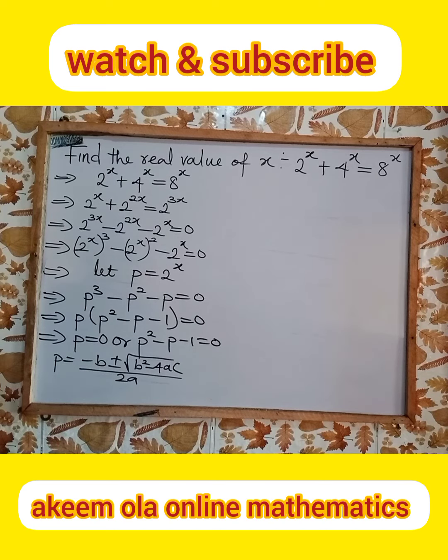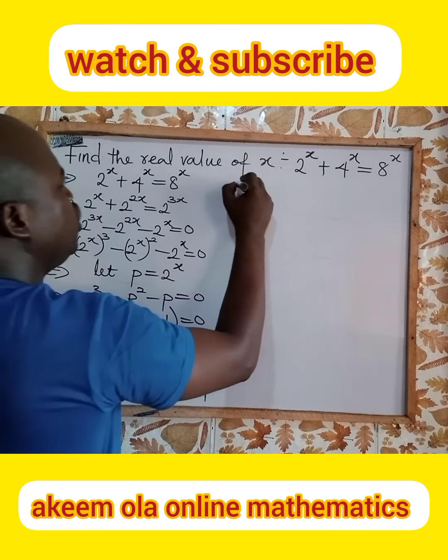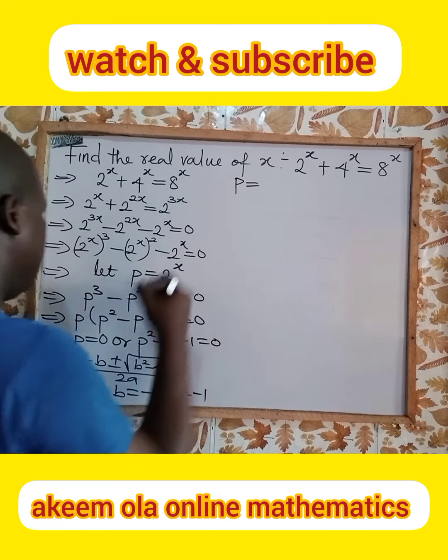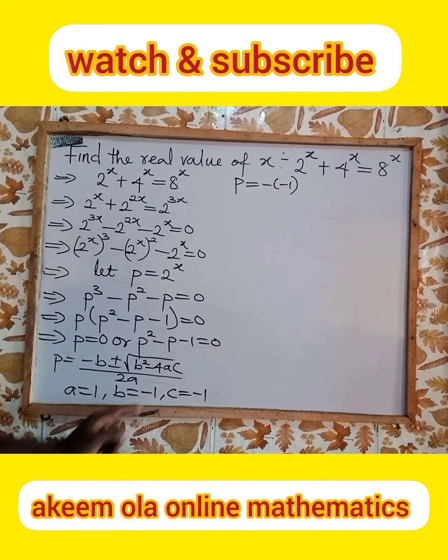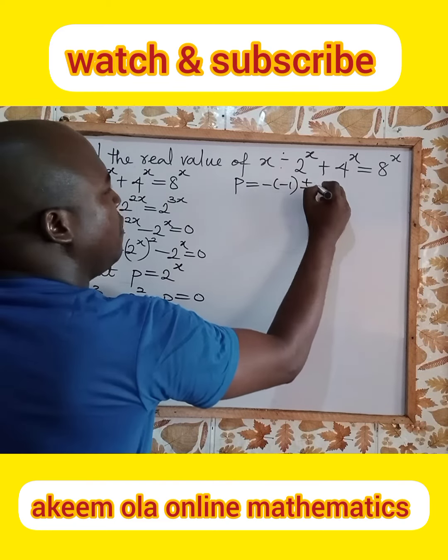How can we get the value of our a? Our a will be 1. Our b will be equal to minus 1, and our c will be equal to minus 1. Now using this formula, we are going to have our p will now be minus into minus 1, because our b is minus 1. Then we have plus or minus.